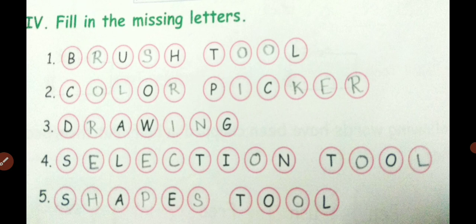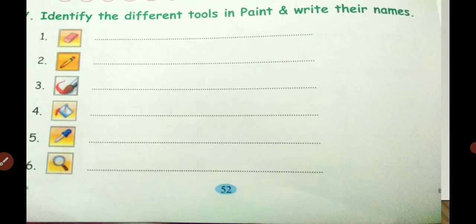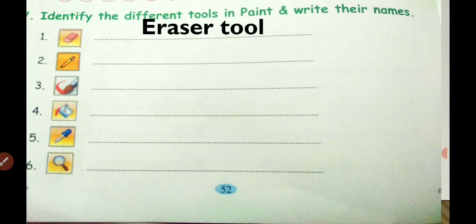Okay, shall we move on to the next one? That is the fifth Roman letter. Identify the different tools in Paint and write their names. They are given some tools and you have to find the names of them. So first, see the first one, it looks like the shape of an eraser. Pink color eraser. So it must be the eraser tool. E-R-A-S-E-R-T-O-O-L, eraser tool. Then see the second one, it's in the shape of a pencil. So it must be the pencil tool.